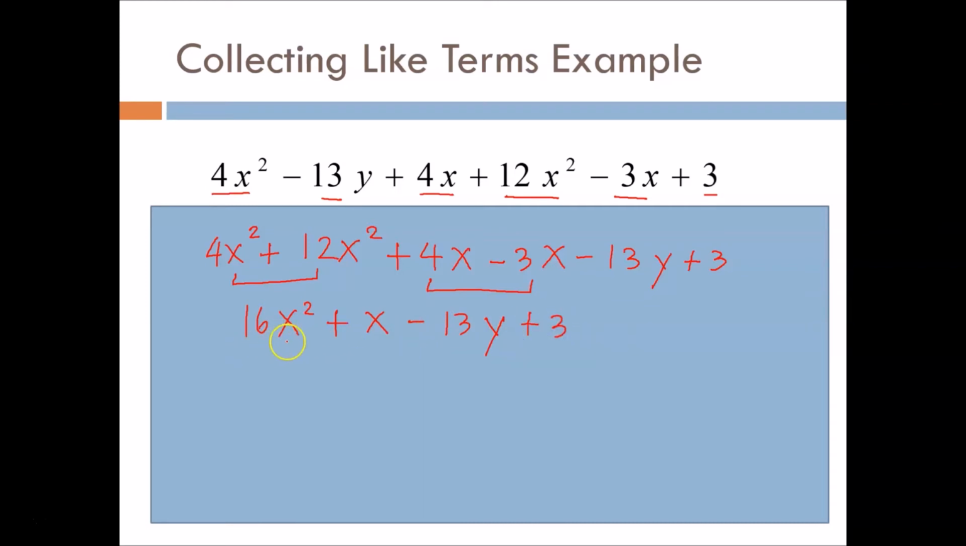Okay, one more time. This is an x squared, this is an x, so we cannot combine them. Leave it like that. This is a y and a constant. So now this is the final simplified form of this expression.